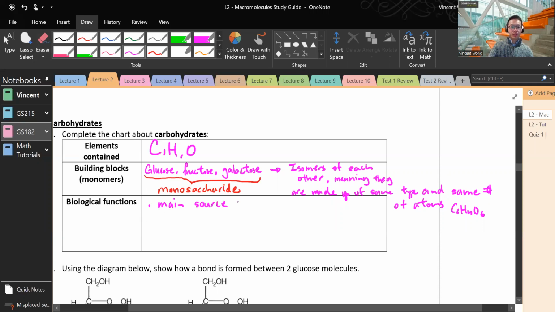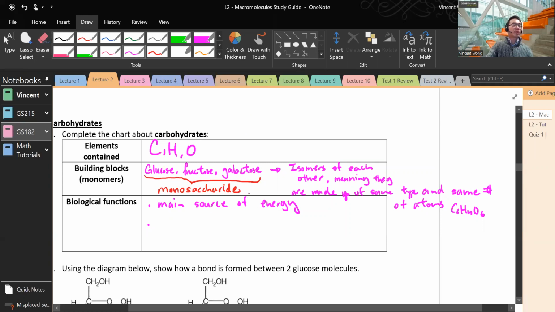Main source of energy. Okay, think about what you just had for breakfast this morning. Maybe you didn't, but if you did, whatever you ate is likely going to have some carbs in it, right? In fact, I bet it's guaranteed to have some carbs in it. That is going to be the major source of energy. What's another function besides being a source of energy?